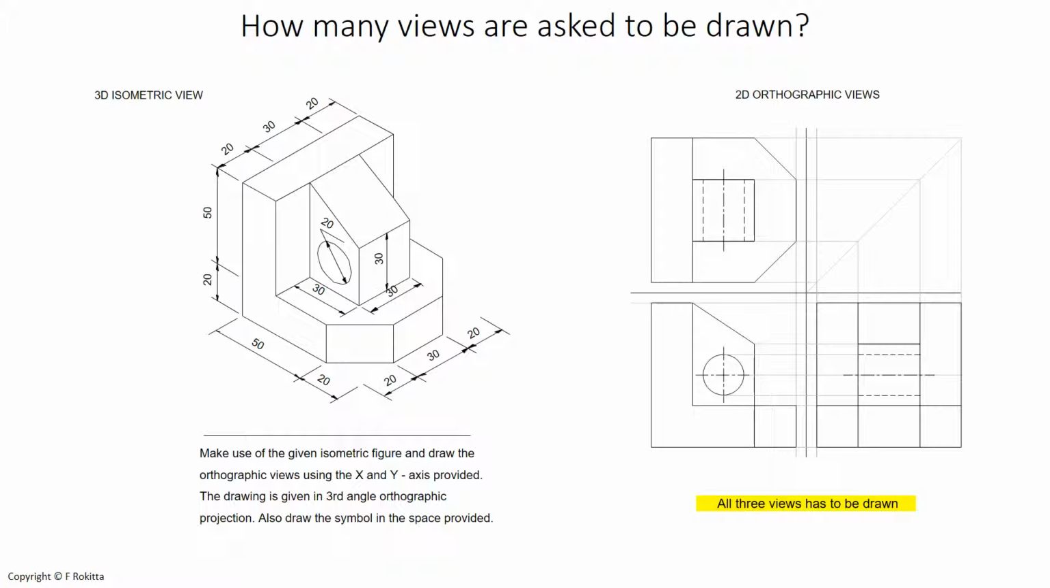On our right hand side, I have already drawn all three of the views in third angle as an answer. The question did not specify the front, top and right view, but if there was no mention of specific views, you need to draw all of the views. If the question specifically states that you only need to draw the front and right or the front and top view, then you would not need to draw the third view.